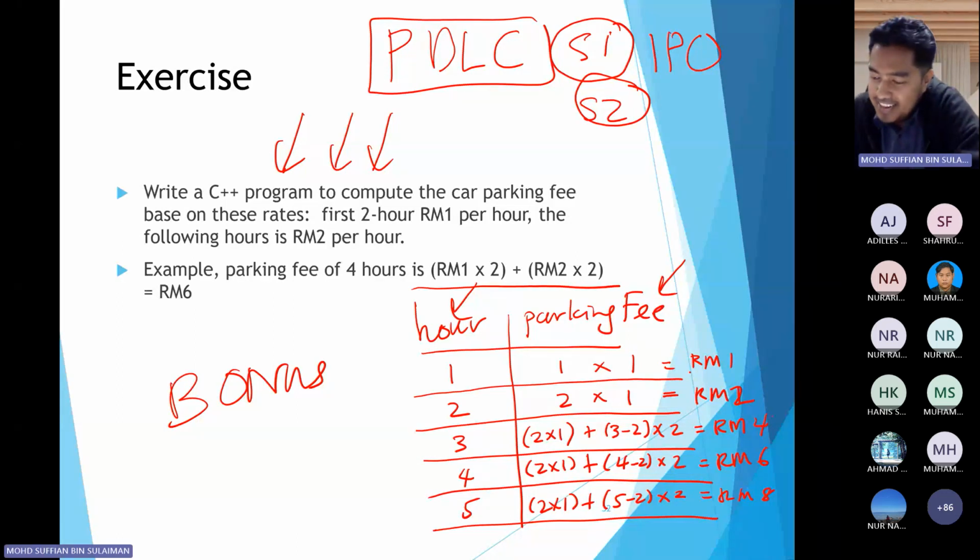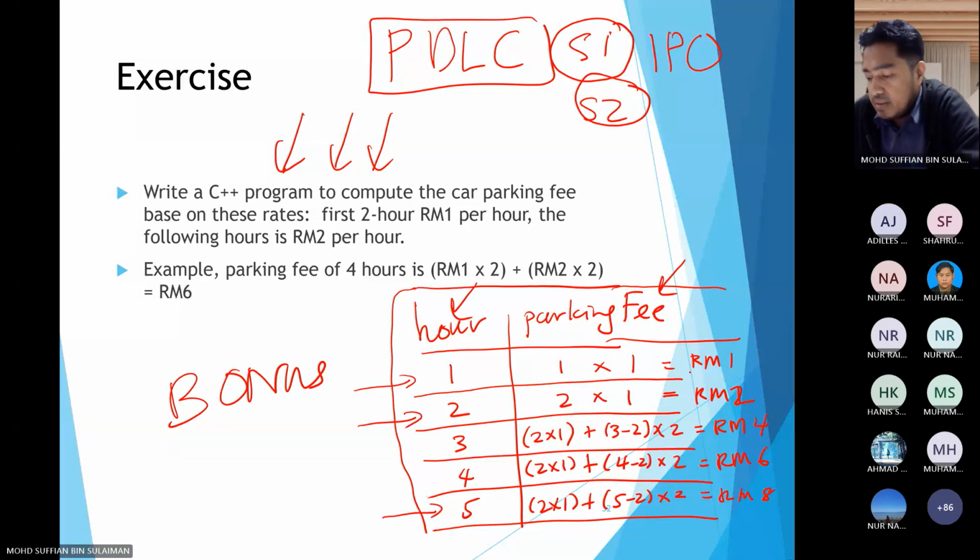Boleh ke? Ataupun buat jadual macam ni. Try to enter the input 1 sampailah 5, and then kira secara manual, for 1 hour berapa, 2 hour, 3, 4, 5 berapa. Then kira dia punya parking fee. Macam tu lah cara dia. Bila dah siap ni barulah you can execute step 3.